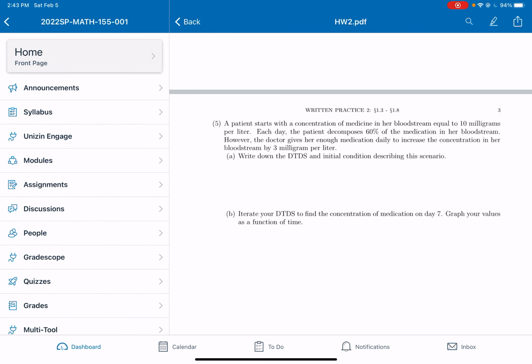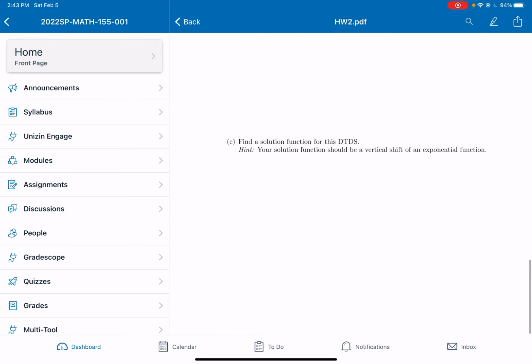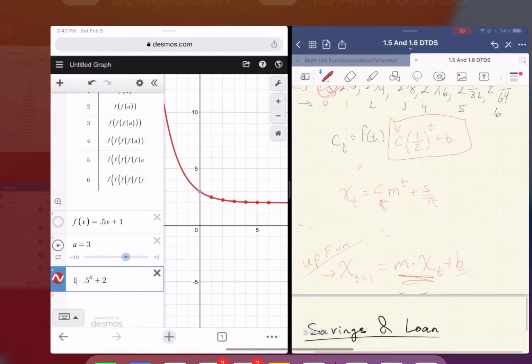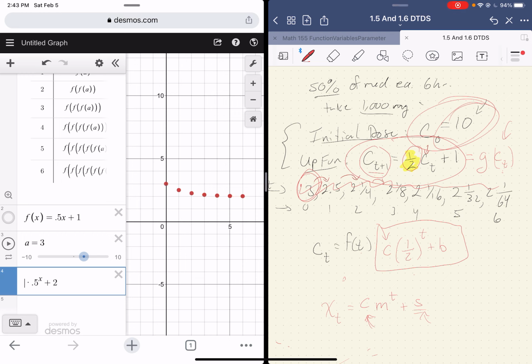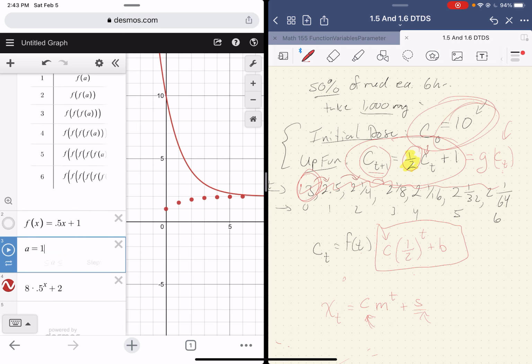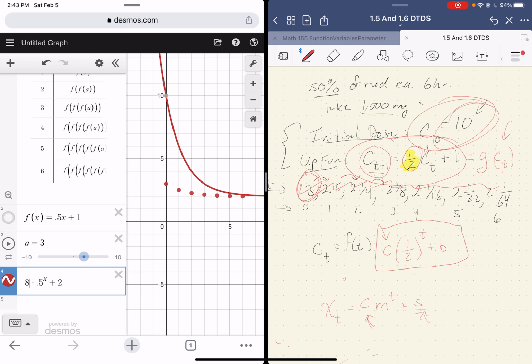All right, let's see if that answers everything. So we iterated, graphed values, and found a solution function. Back when my updating function was this, and my initial value was 10, my solution function was 8 times 1/2 to the t plus 2. When my initial value is 3, then my solution function is just 1/2 to the t plus 2.